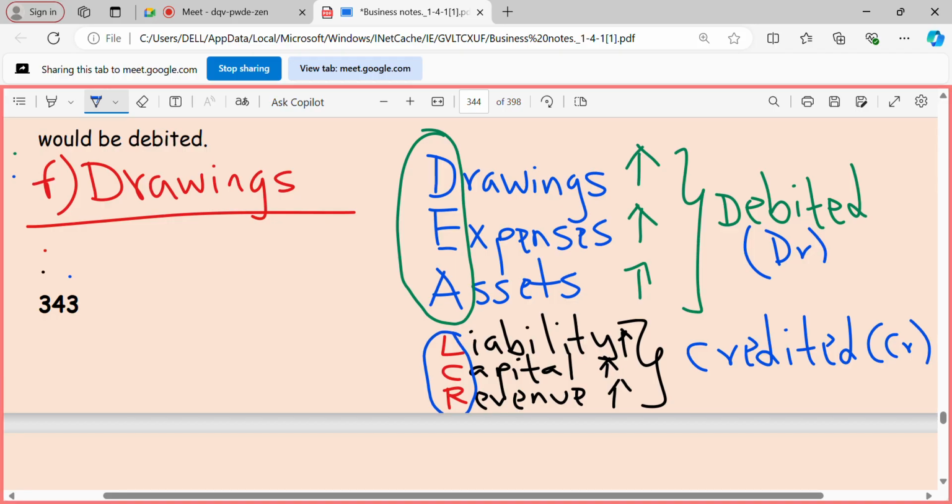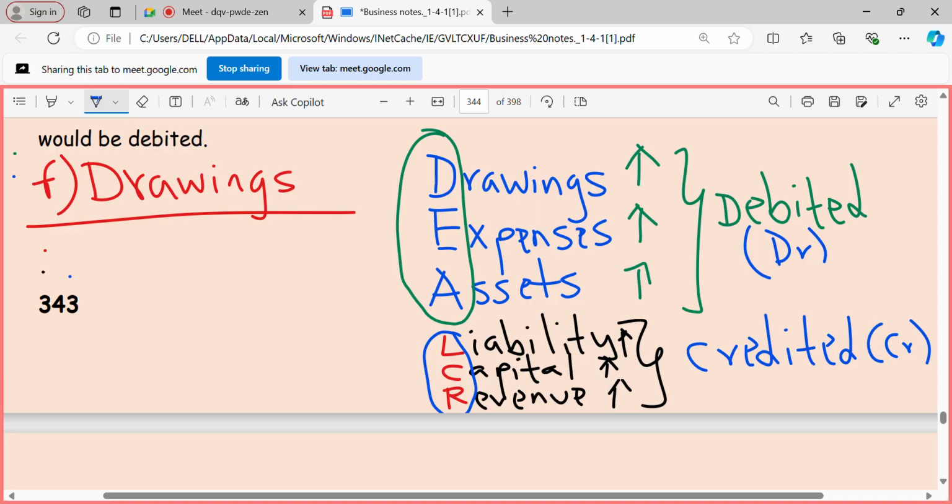So LCR: liability can increase, you credit. Capital can increase, you credit. Revenue can increase, you credit. So the opposite is true. When they decrease, you now debit them. So those are the formulas of mastering them, the DEA and the LCR.